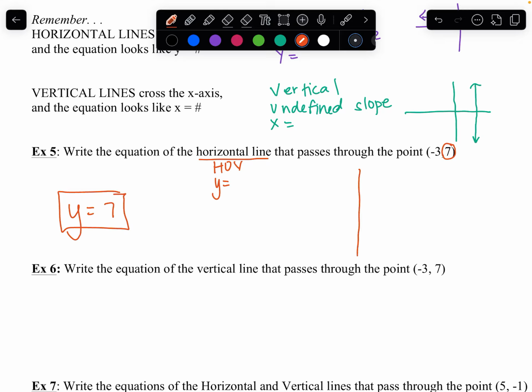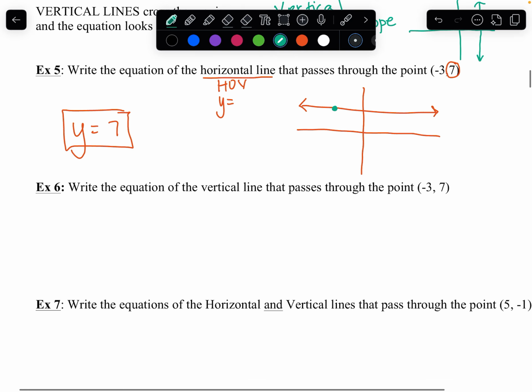Because if we were to graph it, here's where y equals 7, that point (-3, 7) would show up right there. So number 6, we are asked to find a vertical line that passes through (-3, 7). So the same point, we're just now going to look at x equals, because this is a VUX. And so we're going to look at the x value. So our equation would be x equals -3.